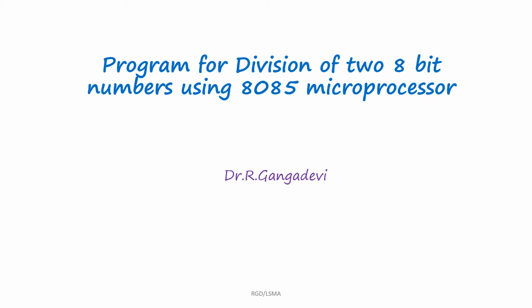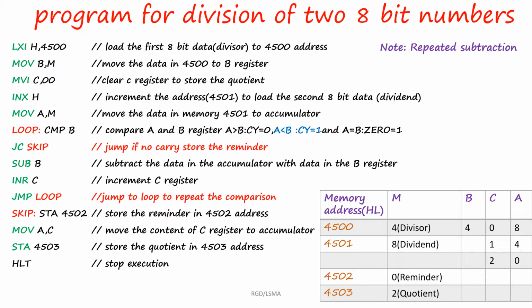Now I will explain how to write an assembly language program for division of two 8-bit numbers using the 8085 microprocessor. When you want to perform a division of two 8-bit numbers, we have to have two 8-bit data, and these data need to be loaded into addresses. Then we can perform a repeated subtraction process. Basically, division is repeated subtraction, and multiplication is a repeated addition process, that we have to remember. Okay. Now I'll move on to the instruction part.